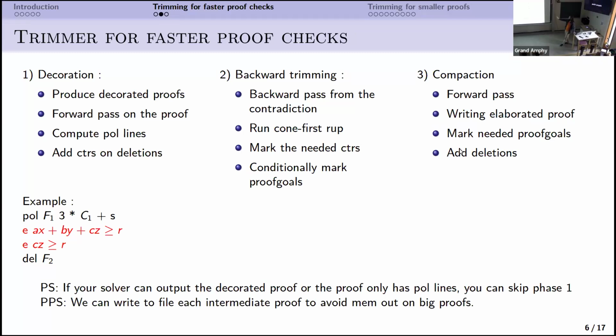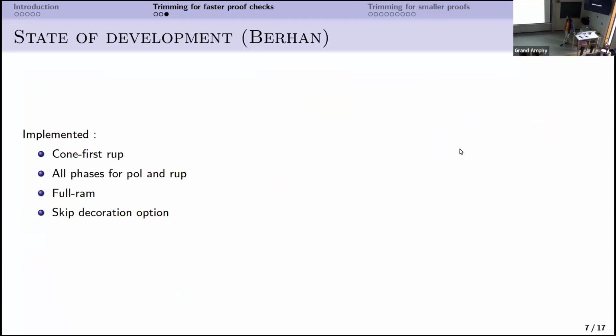And secondly, the advantage of this technique is that you can write each intermediate step of the proof. So you have the decorated proof between step 1 and 2. You have the trimmed proof with conditional marking from step 2 to step 3, and then you have your small proof. So it can theoretically trim big proofs that would not fit in RAM.